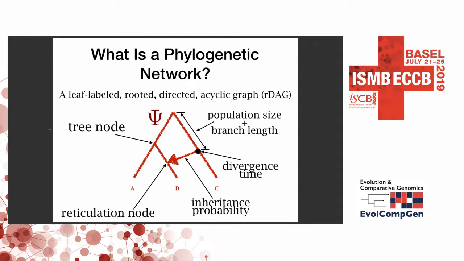So these topologies are also parameterized. For example, associated with every node there's a divergence time, the time at which this speciation or hybridization happened, and so on. Also, along with every branch in this phylogenetic network, there is a population size. And sometimes it is given as a branch length in some other units. So this is what a phylogenetic network is.